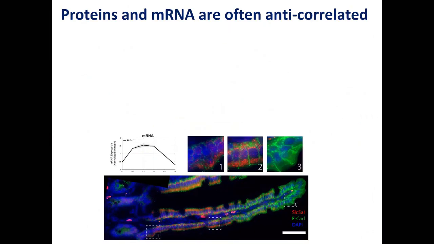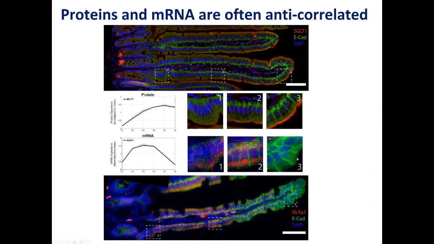I'll just show you another visual demonstration. This is the gene SLC5A1 that encodes SGLT1, the main luminal glucose transporter. At the RNA level, you can see that it's zonated towards the bottom or the middle of the villus, and it's very low in RNA levels at the tip. But when you look at the protein, you see a completely different picture, where the protein levels increase towards the tip. So the zone where you have high protein expression is where you have low RNA expression, and vice versa. The zone where you have low protein expression, you have high RNA expression.